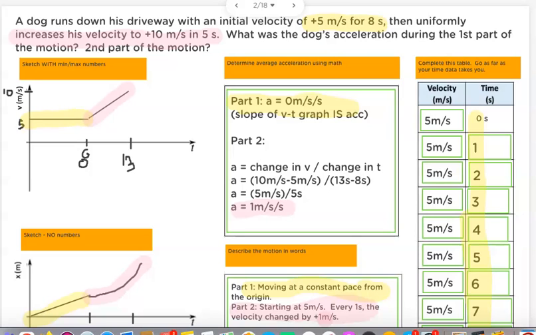Big thing to note here is that there's two different motions in this story about the dog. The dog's moving at a constant rate of 5 meters per second for 8 seconds. That's represented by all the yellow pieces here. And then the dog uniformly increases velocity. That means they're accelerating over the course of 5 seconds up to 10 meters per second. So accelerating from 5 meters per second to 10 meters per second over the course of 5 seconds, 8 to 13. Okay. So take a look at these answers.